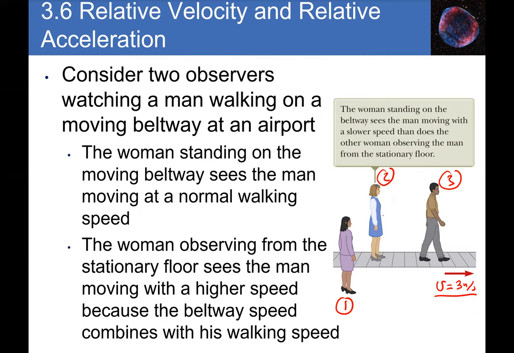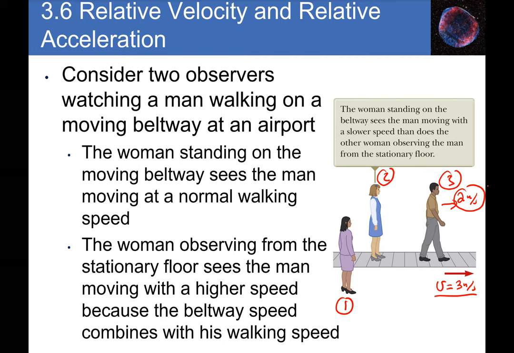But then what is the speed of person two relative to person one? Well, because she's standing on the beltway and the beltway is moving at 3 meters per second, she's also moving at 3 meters per second, but only relative to person one. Then person three is moving on the beltway, let's say at 2 meters per second. But that speed is relative to what? So that's the thing. All of those velocities are relative.